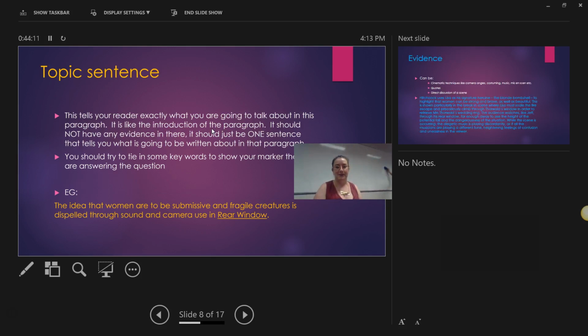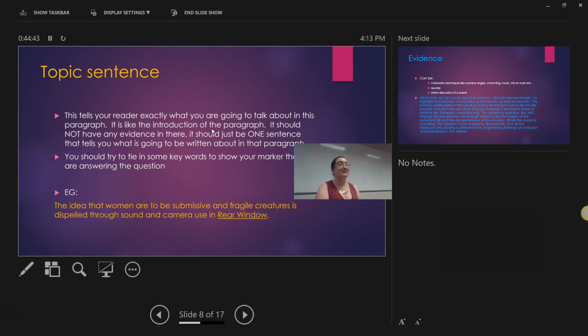Next one. Topic sentences. This tells the reader exactly what you're going to talk about in this paragraph. It is the introduction to the paragraph. It sets the scene. It sets the context. You should not have any evidence. No evidence belongs here. Okay? It's one sentence that tells me what you're going to talk about. And I'll agree with and basically, it's just the argument. It's the argument. Okay? You outline the argument.